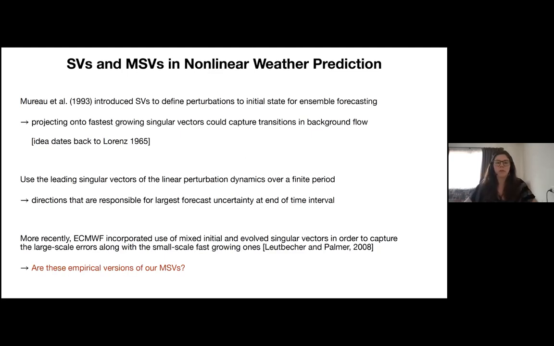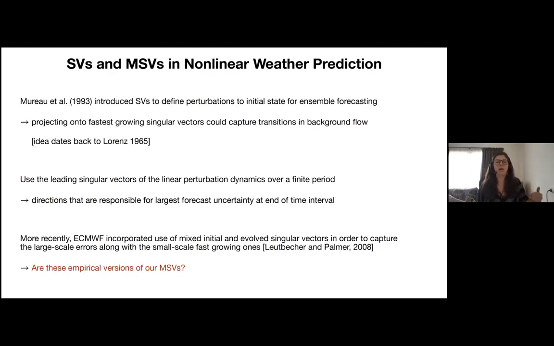So the idea was to use the leading singular vectors of the linear perturbation dynamics over the finite period that you're trying to forecast. And that should give you the directions that are responsible for the largest forecast uncertainty at the end of that time interval.